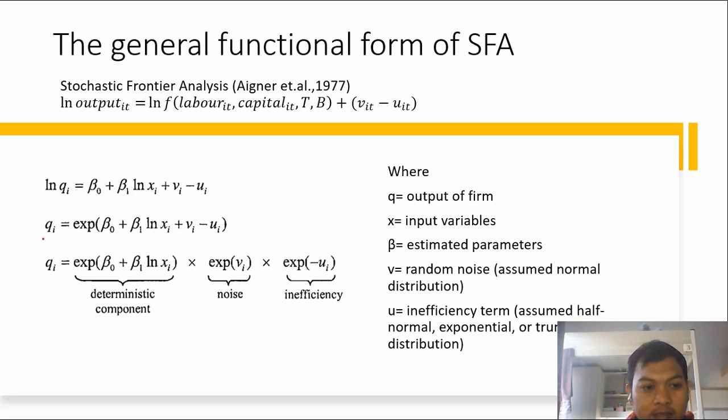So Y here is output. X is input, beta is the estimated parameter or coefficient, and then v is random noise. In the SFA, we assume the normal distribution. And U is the inefficiency term. Therefore, the assumptions are half normal, exponential, truncated normal, and also gamma. And the most popular are half normal and truncated normal.